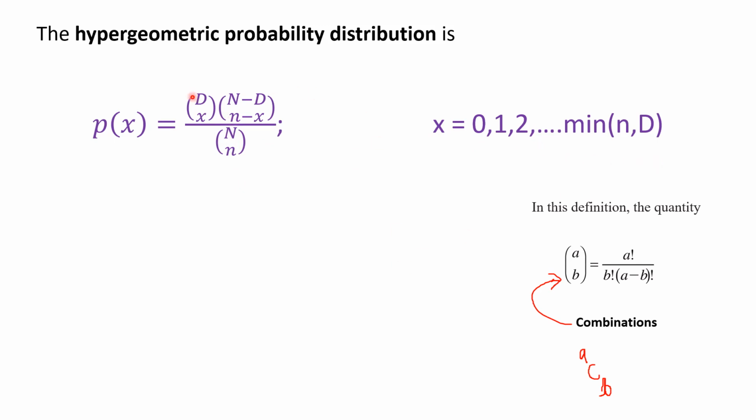And here this term D combination x, the formula of this is this. Here A combination B is equal to factorial A divided by factorial B multiplied by factorial A minus B, and this term we call A combination B. So here we call it like D combination x, N combination n, like that.